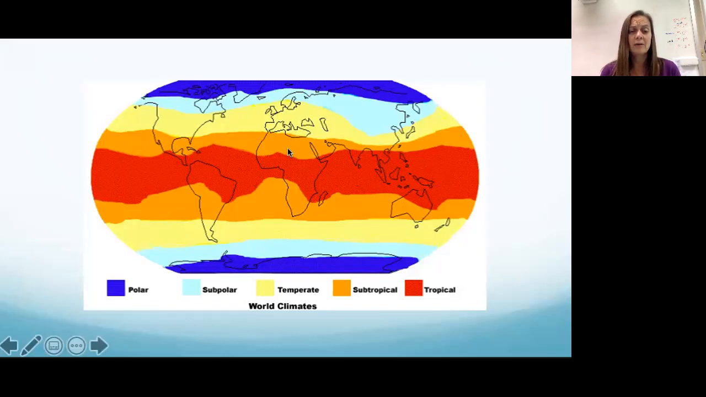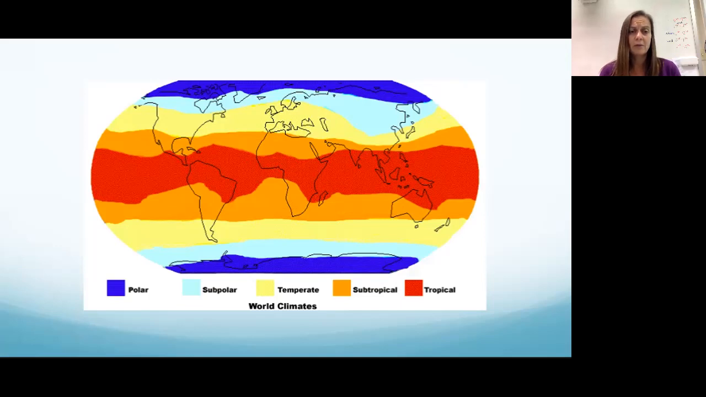Then between the equator and those desert regions, so between the equator and that 30 degrees north and 30 degrees south, we get into what we call subtropical zones. So again, lots of heat from that intense solar radiation, but not quite as wet, because we don't have that adiabatic cooling and resultant precipitation.